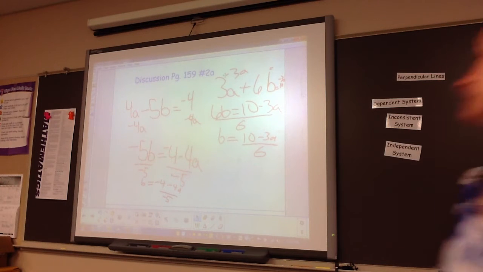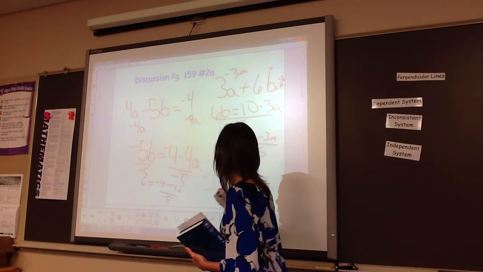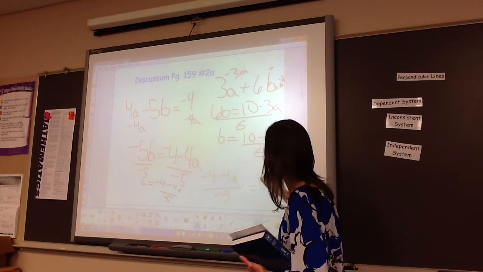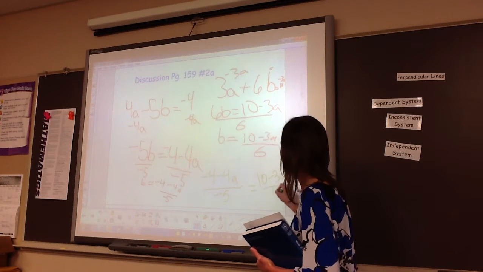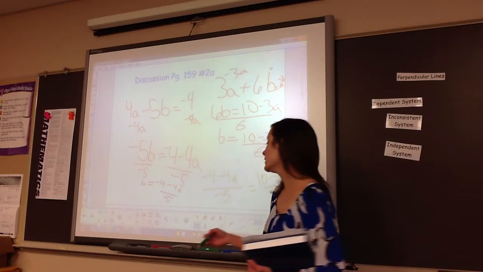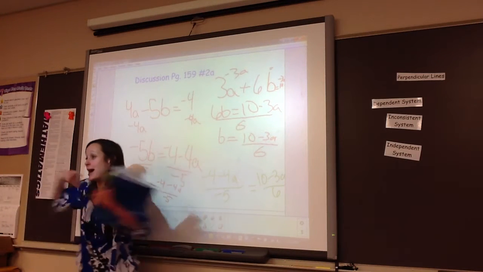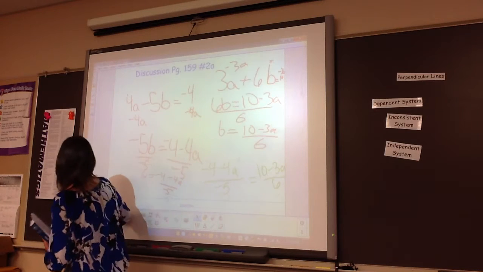Alright, I'm going to go. We have negative 4 minus 4a over negative 5 equals 10 minus 3a over 6. I can do that because of what property? The transitive. Thank you. Now we are going to have somebody standing right here that's going to come and do the next step.